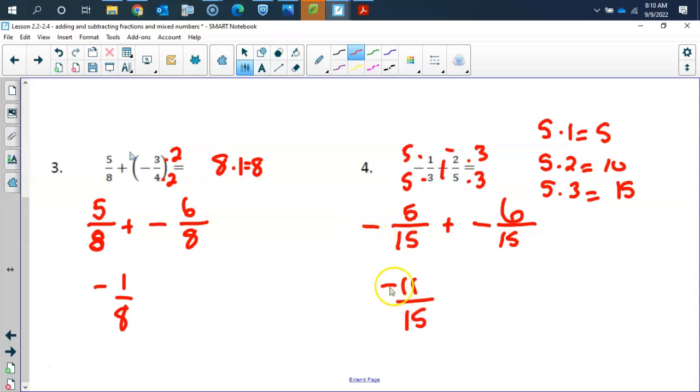Now, I want to point something out. You can attach the negative to the numerator. You can put it right in front of the fraction bar, or you can attach it to the denominator. It does not matter how you write the negative of the fraction.